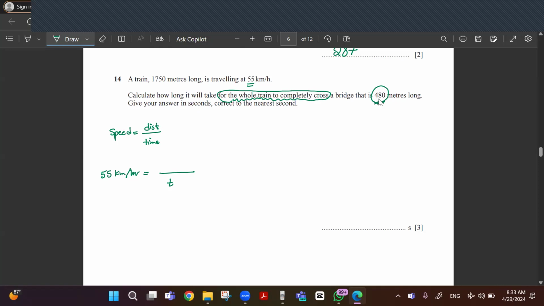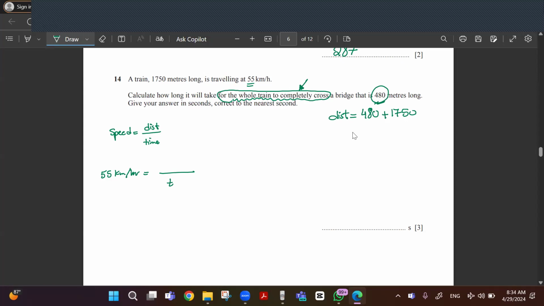But he wants what? The train to be completely across. So not only the distance of the bridge, no, I will wait also for the whole length of the train to go out. So the distance here will be what? The 480 plus 1,750. So whenever he says it should be completely out, I should add the length of this object.